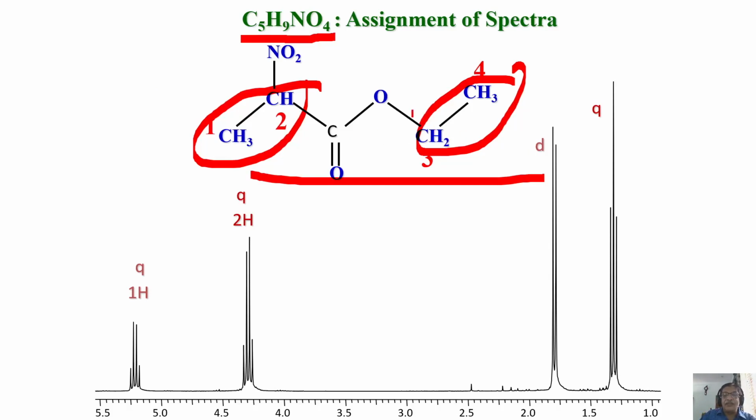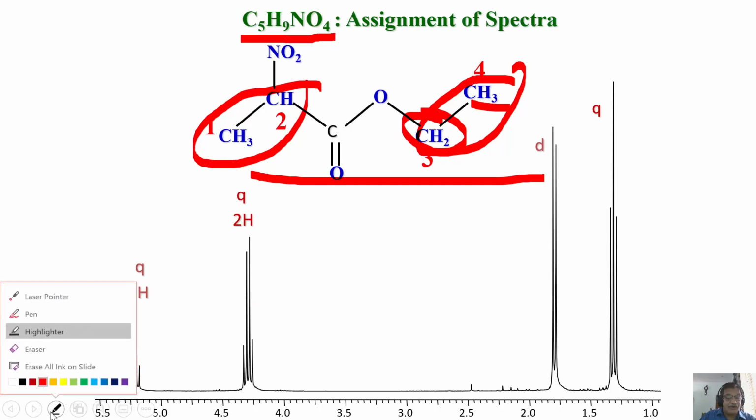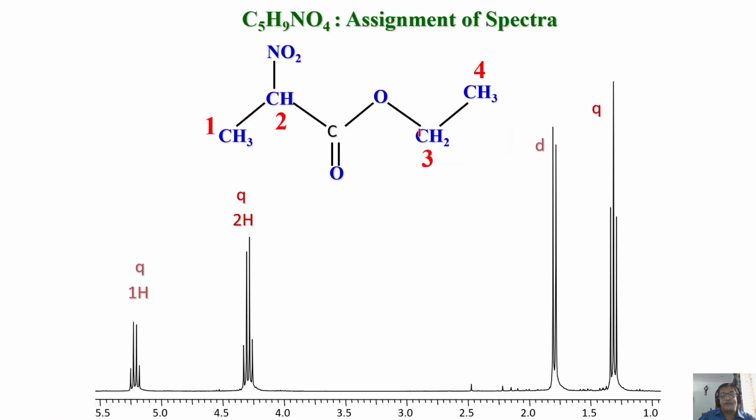So what you have to do? This CH3 will be a quartet. I'm sorry, it will be a triplet because of this. And this CH2 has to be a quartet because of this. Where is the quartet here? There's one quartet here, and there is another quartet here. Now the question is, which quartet belongs to this? You have to understand which quartet.